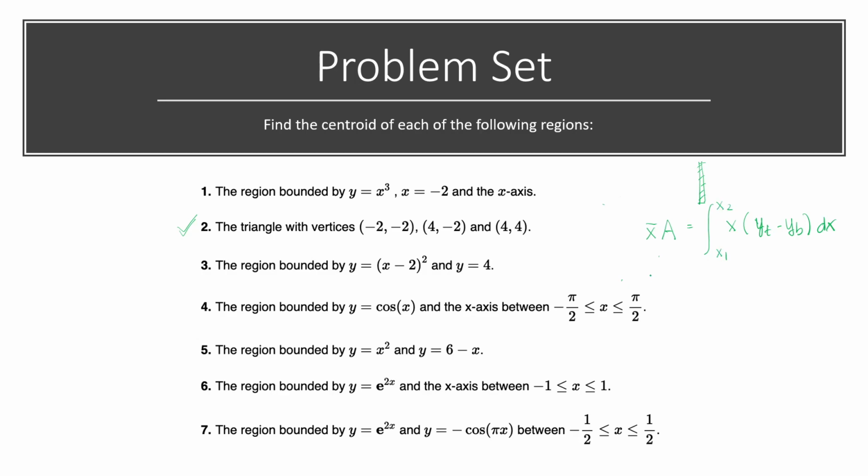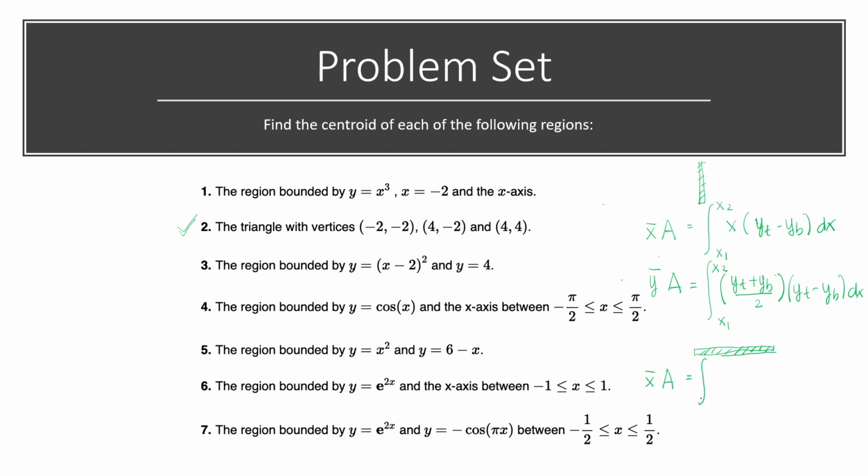And then for the bar y, this would be y top plus y bottom divided by 2, then y top minus y bottom dx from x1 to x2. So that's for the vertical strip. For the horizontal strip, this would be the summarized formula. If you don't want to go through the process of defining differential area, this would be the summarized version.